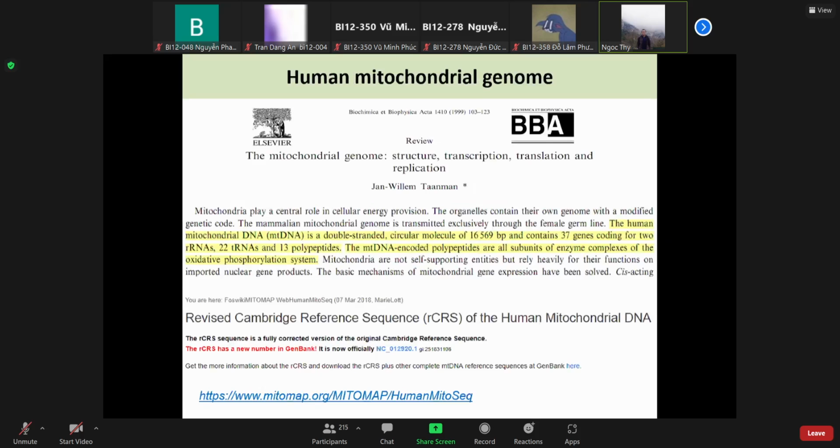explore one example of a mitochondrial genome, the human mitochondrial genome. The first human mitochondrial genome was sequenced in 1999. Until now, many other versions of the human mitochondrial genome have been published.